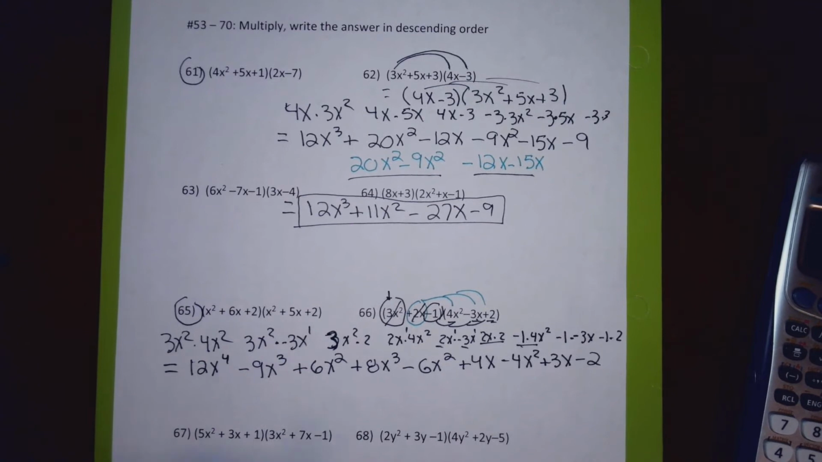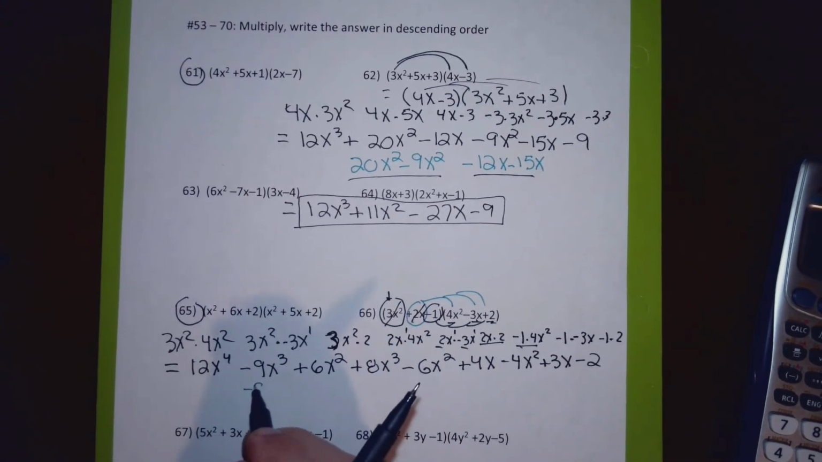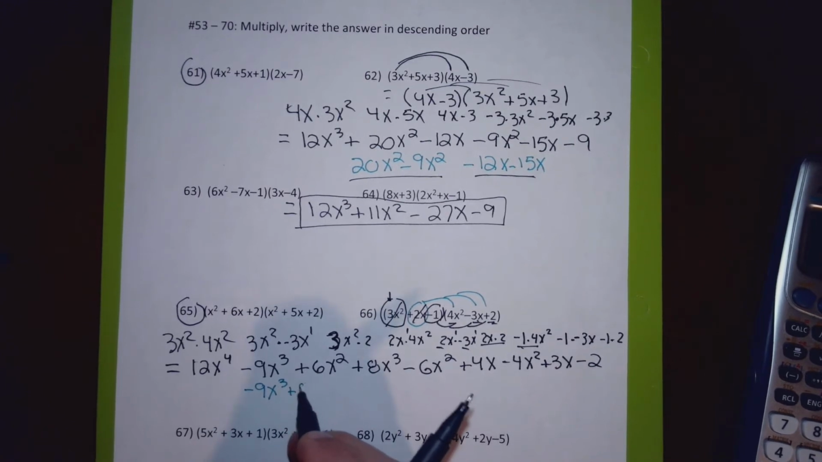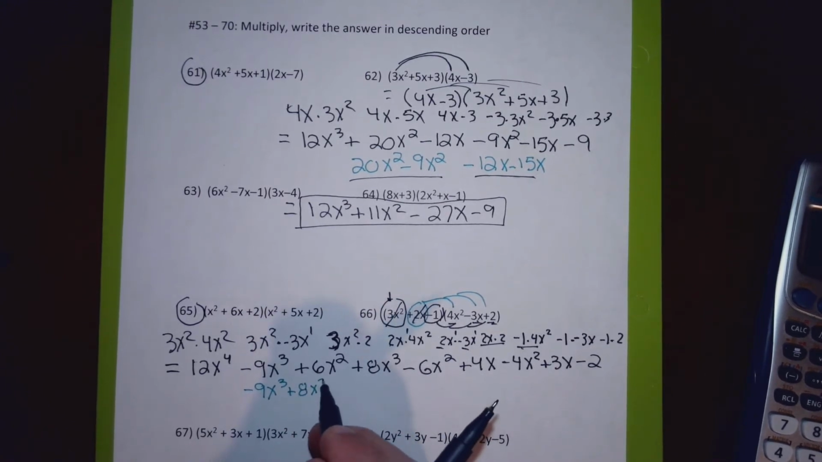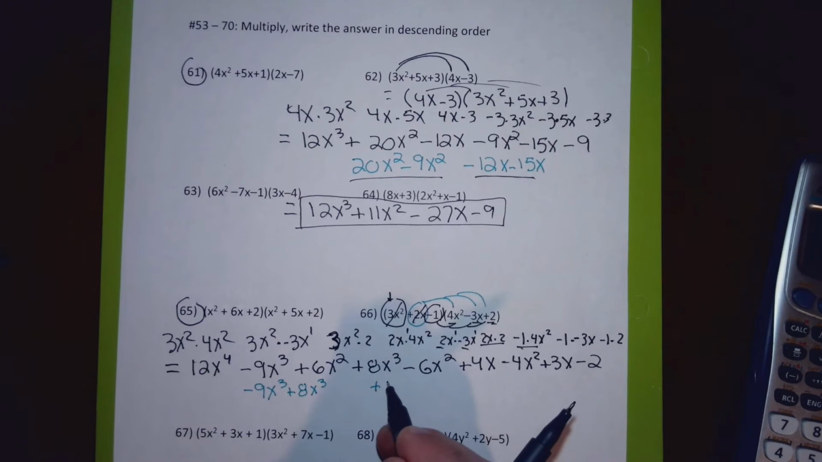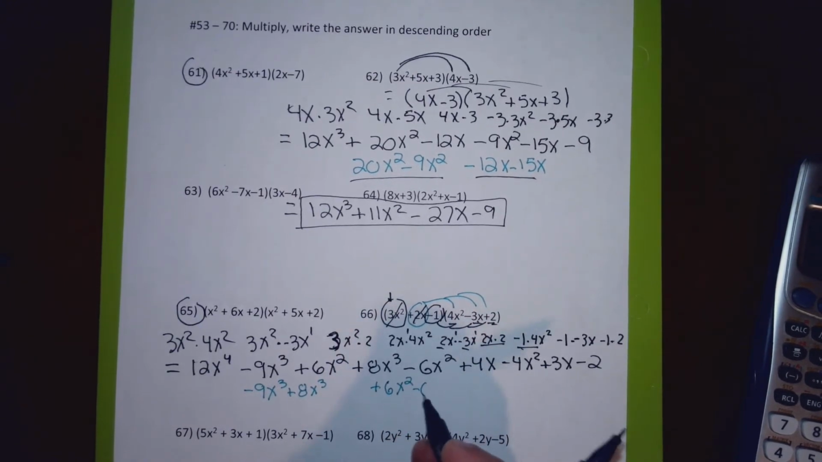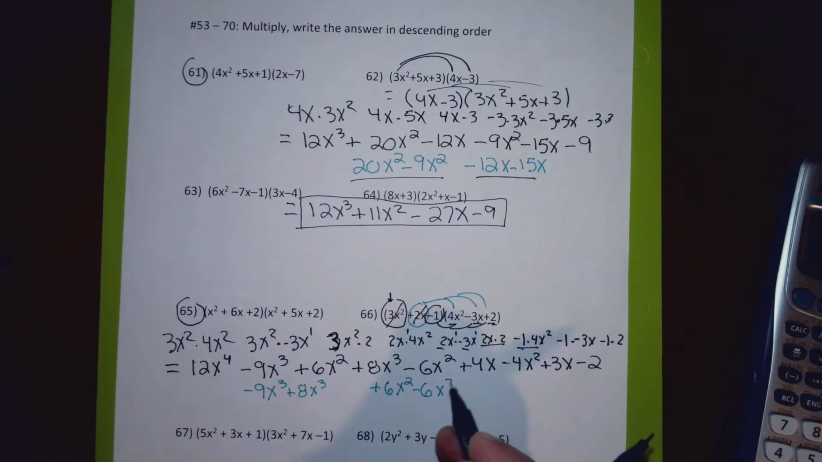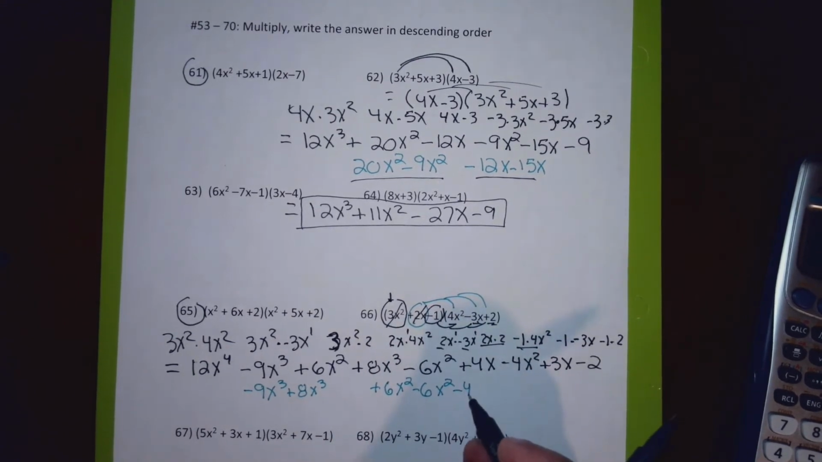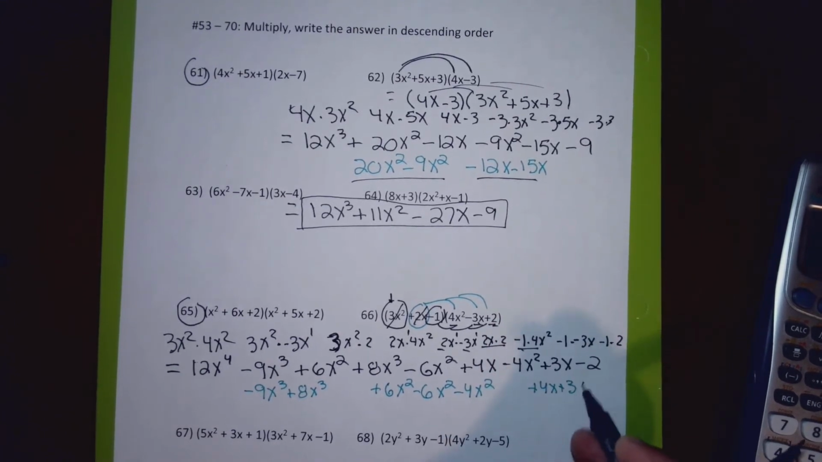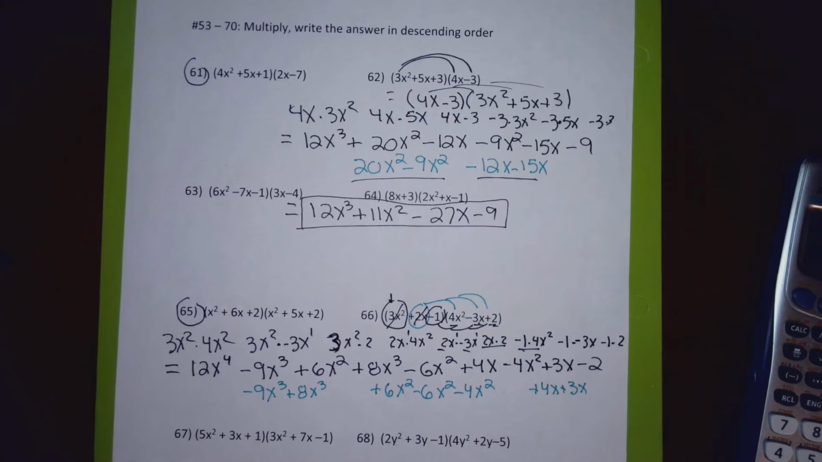Now I'll combine the like terms. The like terms are the minus 9x cubed plus 8x cubed, the plus 6x squared, minus 6x squared, minus 4x squared, and then the plus 4x plus 3x. So those are the sets of terms I need to combine.